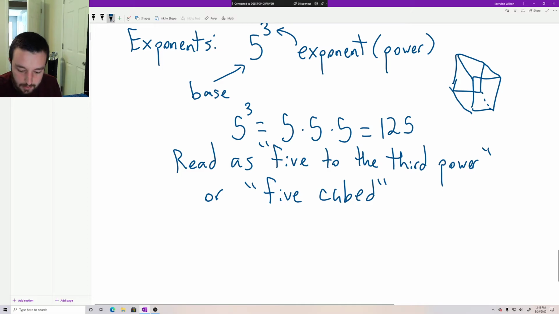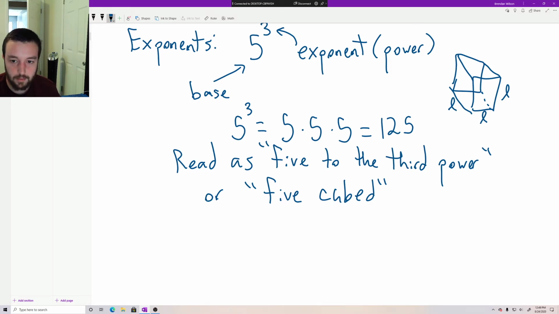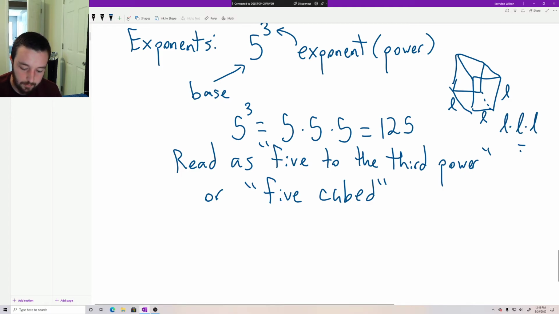Okay, something like this. And we have this side, and this side. So these are all the same. I used the letter L for length. Then length times length times length is your volume, and this is length to the third power. So the reason we use the word cubed is because it gives us the volume of a cube. Okay. You don't have to know that, but that's just where it comes from.